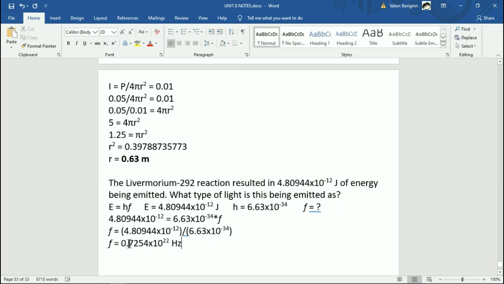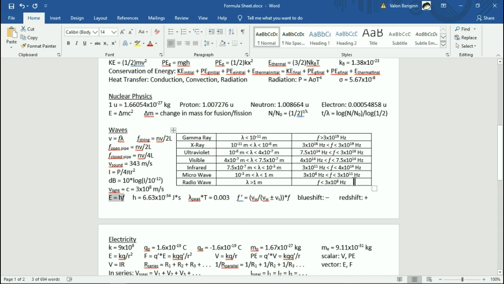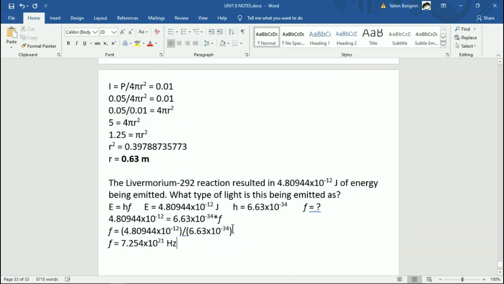So it's that, but again, the scientific notation is wrong, so this should be, and this is 21. Okay. So that's our frequency. So what type of light is that? You can look at the chart. And for frequency, anything over 3 times 10 to the 19 is gamma. So this is 3 times 10 to the 21. So this is a gamma.